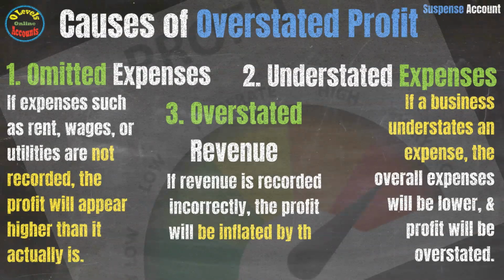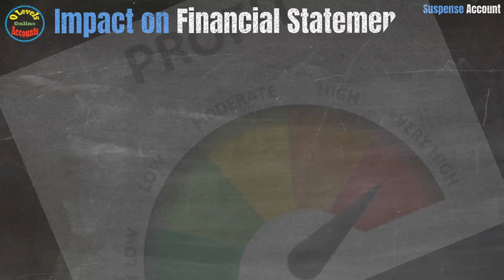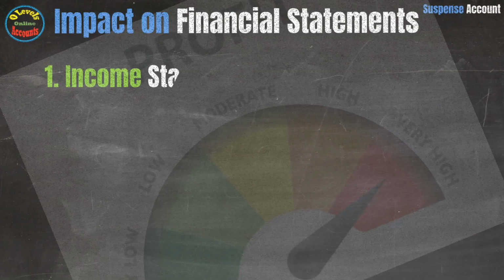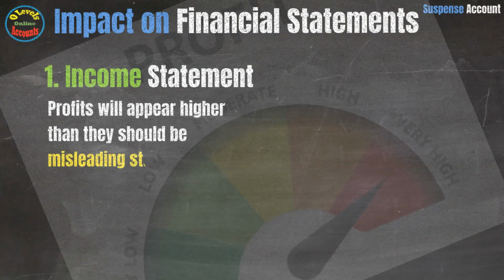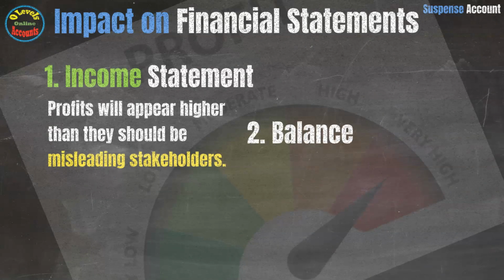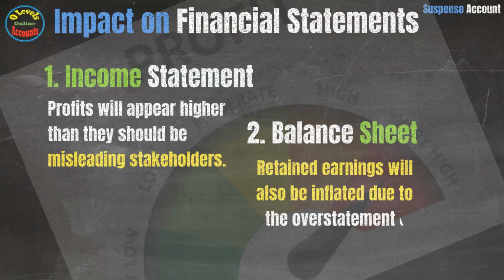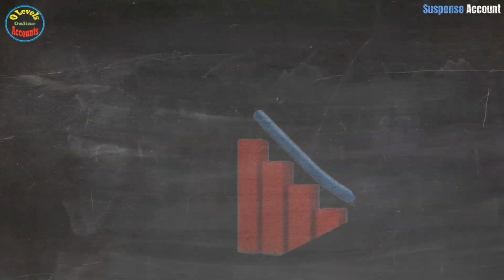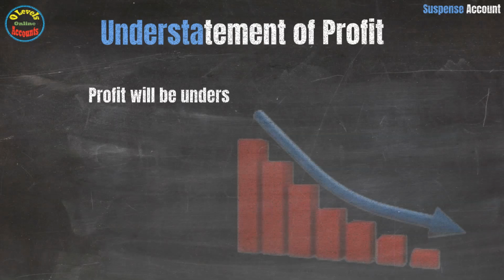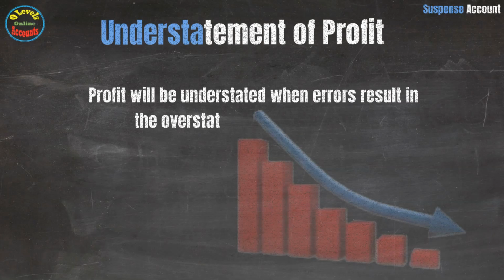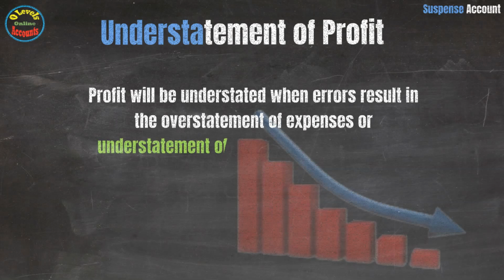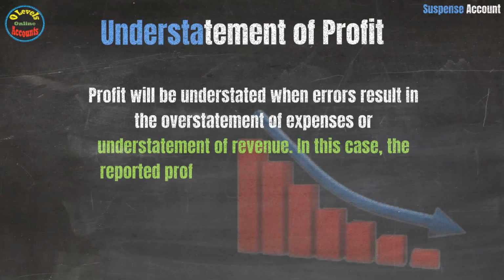Let's check the impact of overstatement of the profit on the financial statements too. First, we will check the impact of overstatement of profit on the income statement. Profits will appear higher than they should be, misleading stakeholders. Secondly, on the balance sheet, retained earnings will also be inflated due to the overstatement of profits. Let's check the understatement of profit due to errors scenario. Profit will be understated when errors result in the overstatement of expenses or understatement of revenue. In this case, the reported profit will be lower than the actual profit.